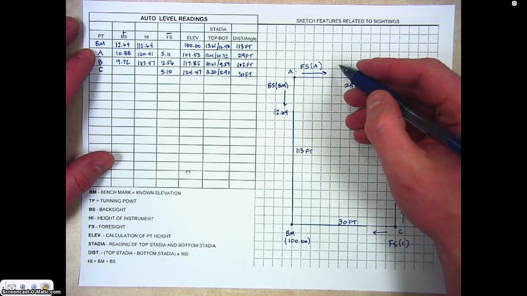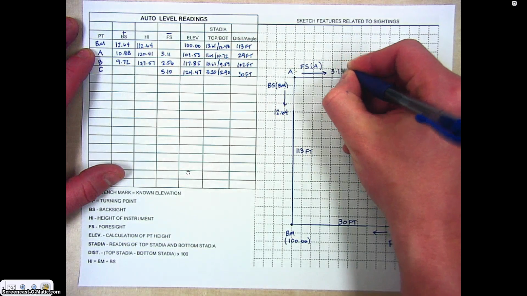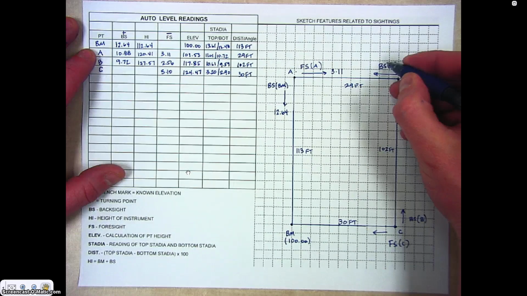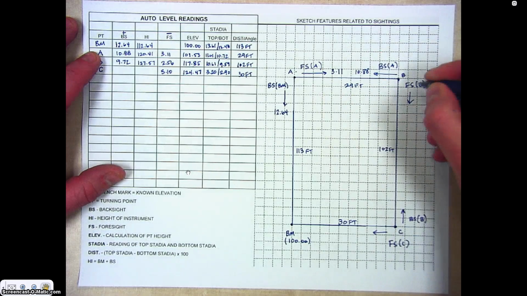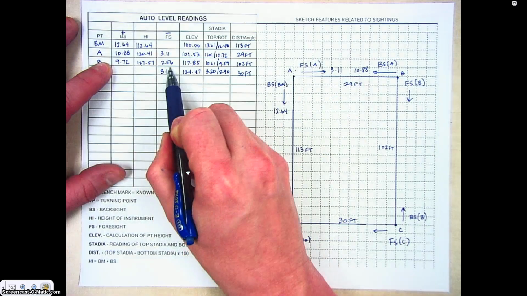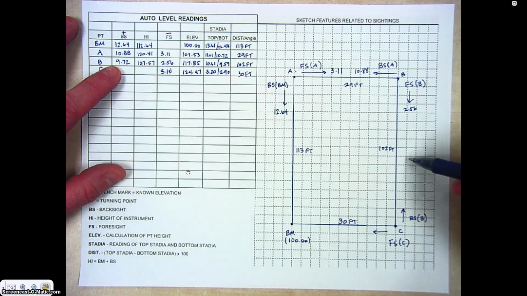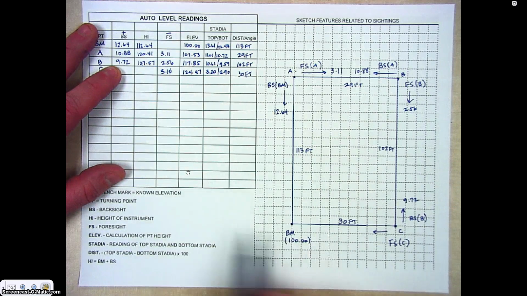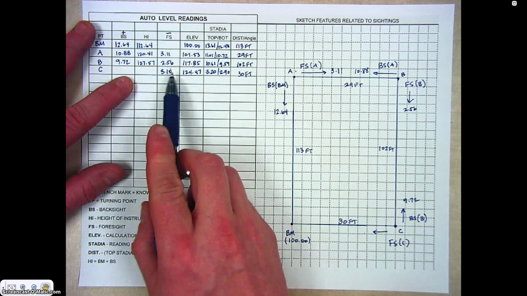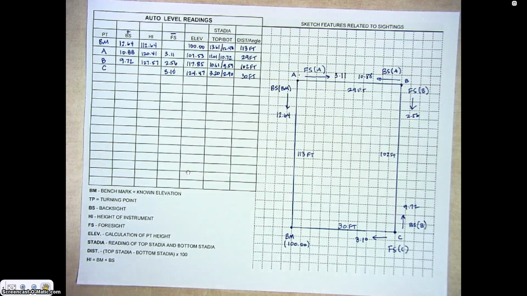And so the foresight at A is 3.11. The backsight to A was 10.88. The foresight to B was 2.56. The backsight to B was 9.72. The foresight back to the benchmark, or C, was 3.10. So that would be considered a finished graph.